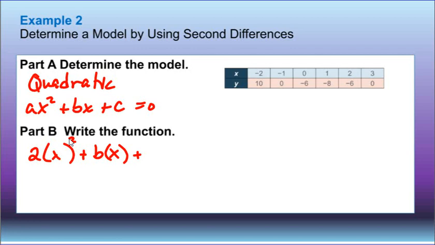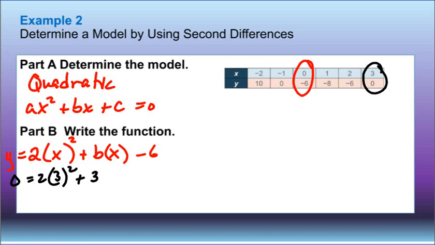And our C in a quadratic is always our y-intercept. When x is 0, what is our y? Here we can see right here, when x is 0, y is negative 6. So I can put a minus 6 here, and this is equal to y. So now all I need to do is choose a coordinate from the table that I can plug in for x and y so I can find my b. Let's just choose this one. So if I put a 3 in for x, my y is 0.